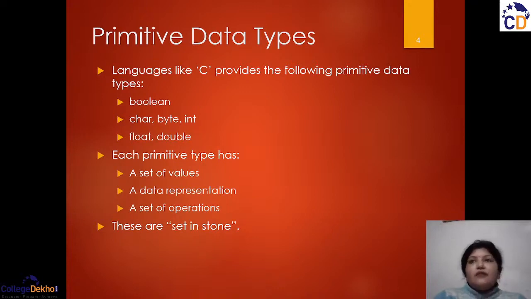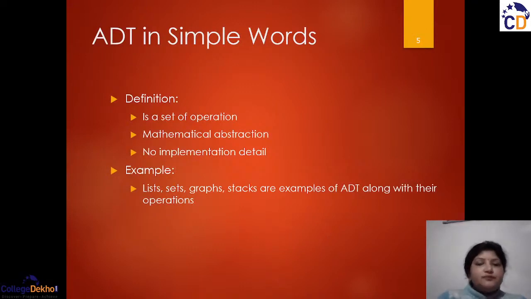And then you have some decimal point number that needs to be stored under the float type of data. Each primitive type has a set of values, a data representation and a set of operations, right? So these are the primitive data types which we usually use in any programming language.